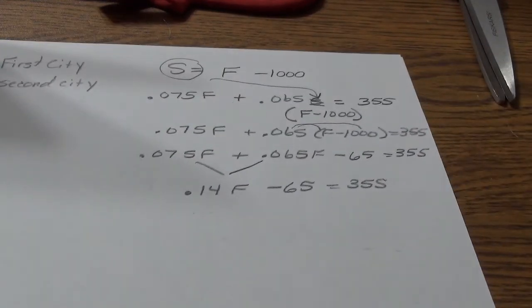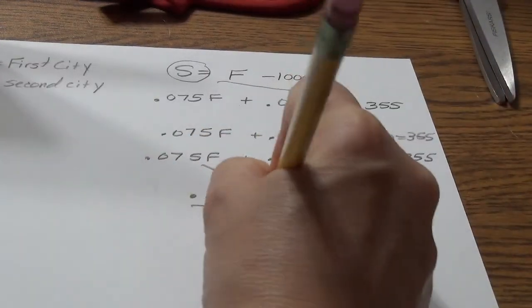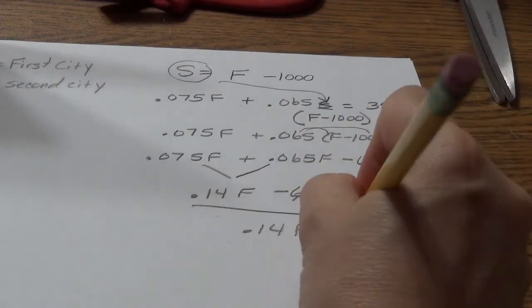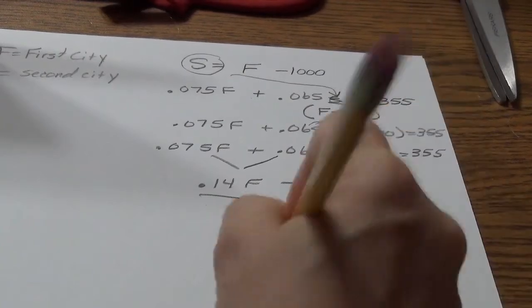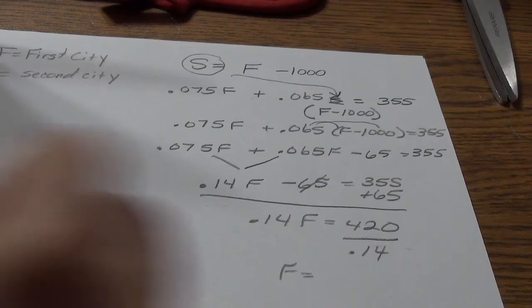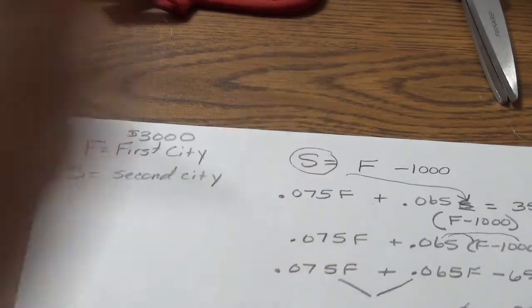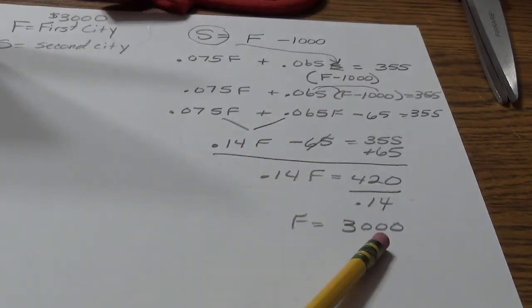So now solving that, we have to add our 65. 0.14F equals 355 plus 65, which is 420. And then, of course, we're going to divide. So divide by my 0.14. 420 divided by 0.14 gives me 3,000. So in the first city, we got $3,000. $3,000 is what they paid for the first city, since we ended up with F equals 3,000.